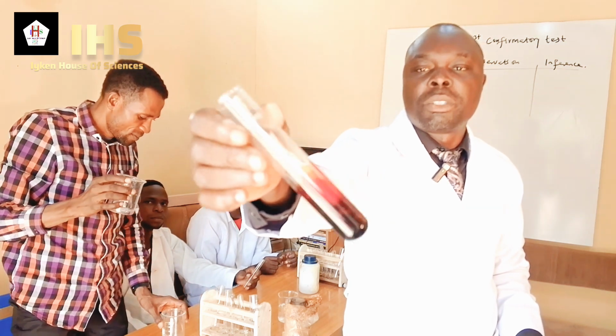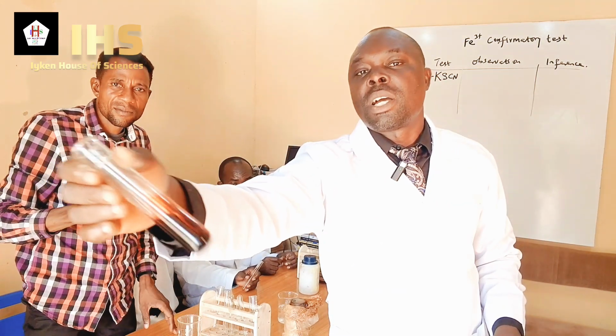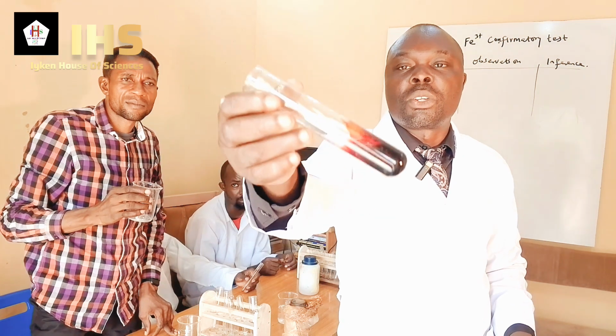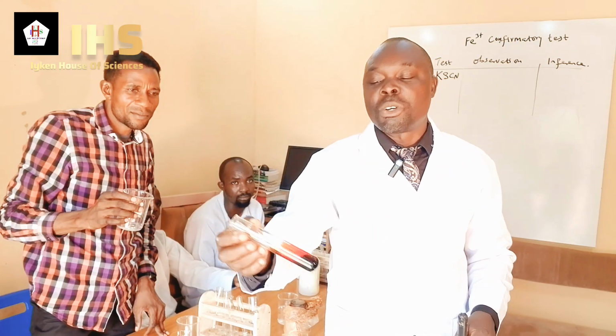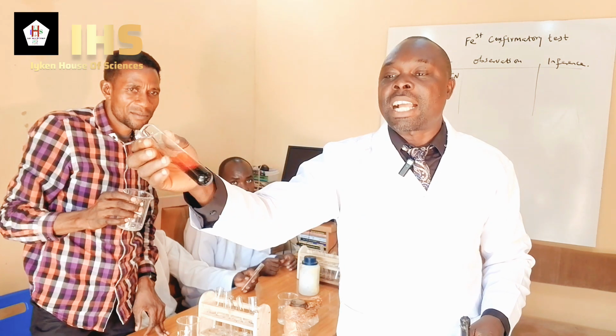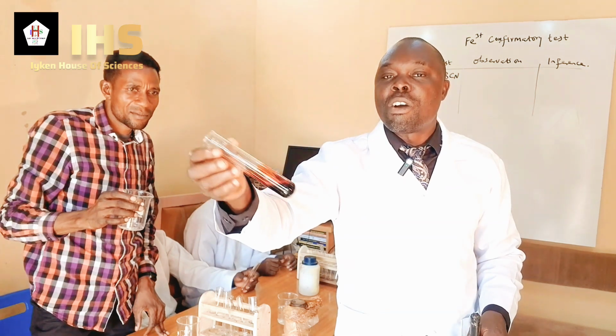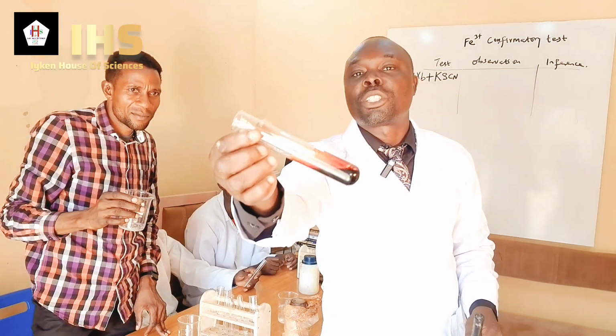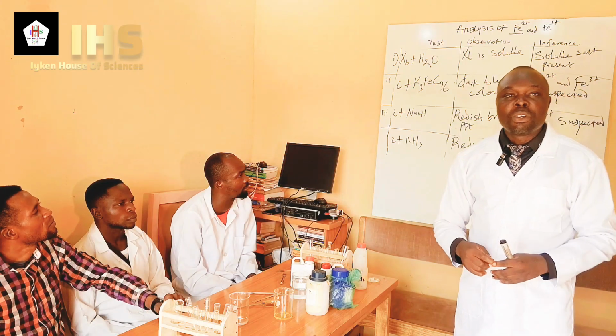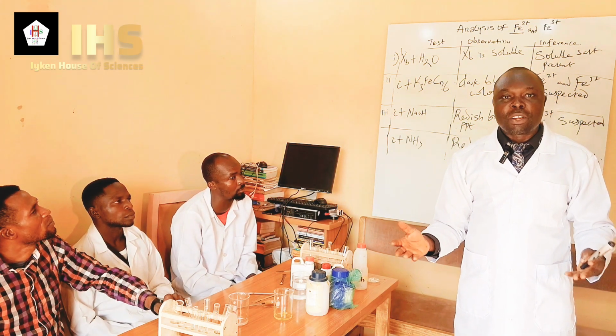This is how to distinguish between iron 2 and iron 3. Iron 2 cannot do this. This is blood coloration. So remember, any place you are asked, what is the color of iron 3 in potassium thiocyanate? Blood coloration. So I hope we are going up now.